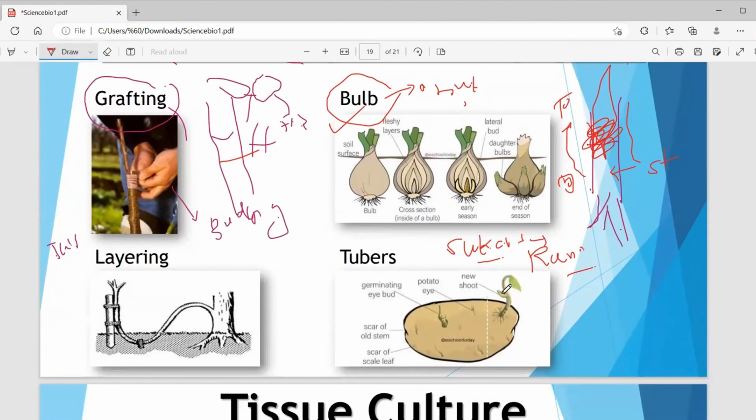And this one is tubers. Tubers mostly consist of the potato and dahlia tubers. You can see some kind of tuber eye. That eye can form a new plant.